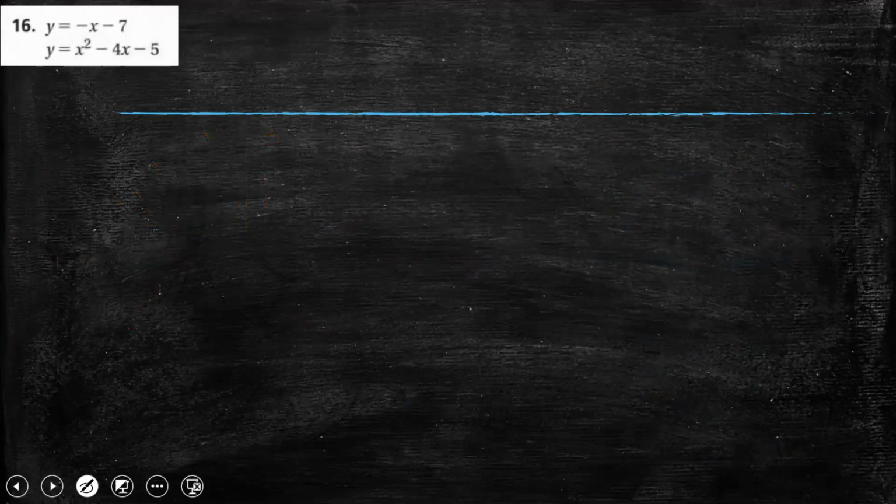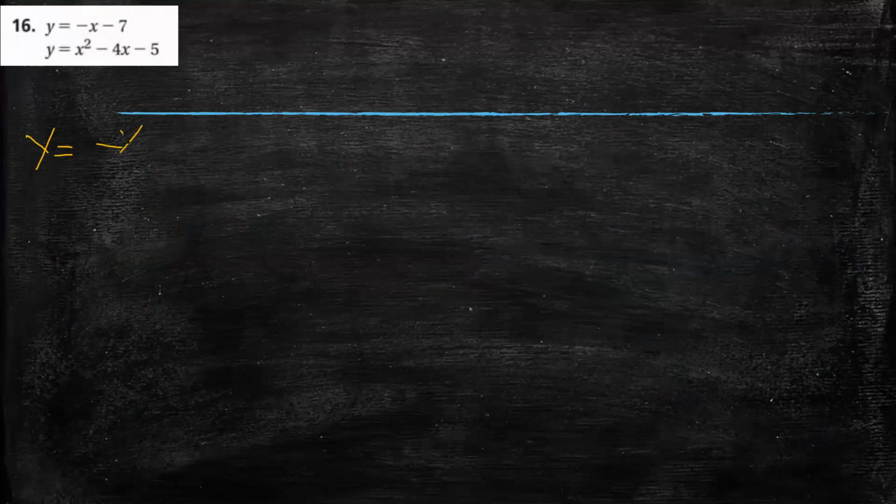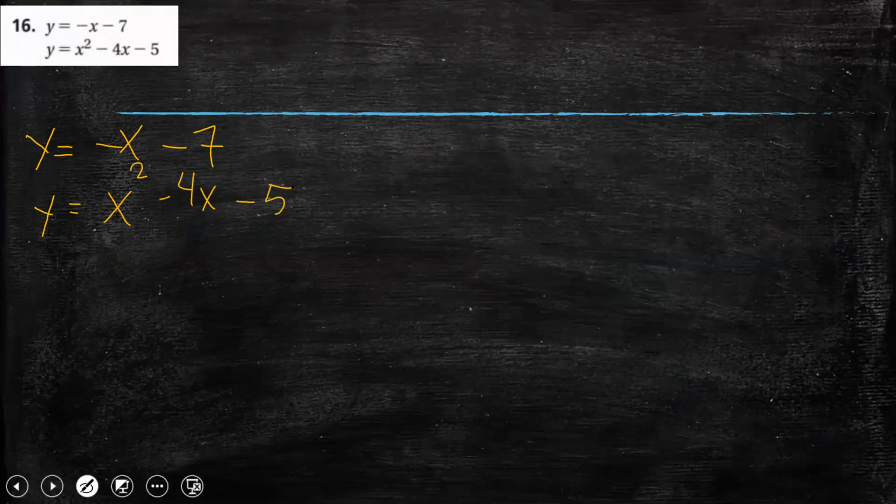Fine. Let's solve another example here. y is negative x minus 7, and the second one, y is x squared minus 4x minus 5. Now, the first step, I need to subtract. y equals negative x minus 7. The second one, y equals x squared minus 4x minus 5. I wrote the two equations. After that, I have to subtract them.